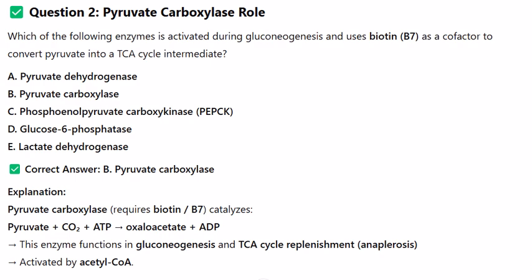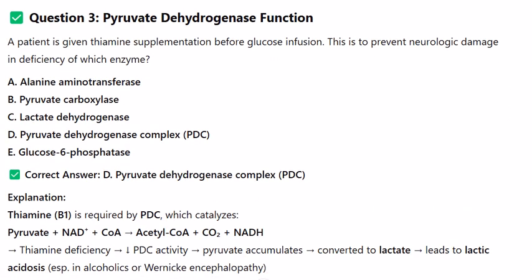Question 3. Pyruvate dehydrogenase function. A patient is given thiamine supplementation before glucose infusion. This is to prevent neurologic damage in deficiency of which enzyme? A. Alanine aminotransferase. B. Pyruvate carboxylase. C. Lactate dehydrogenase. D. Pyruvate dehydrogenase complex, PDC. E. Glucose 6-phosphatase. Correct answer: D.